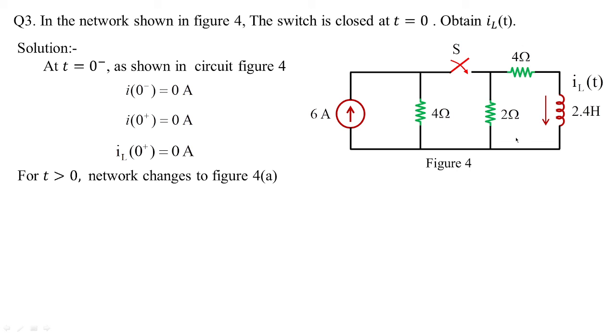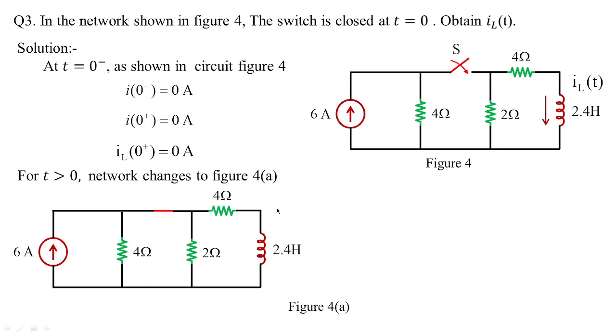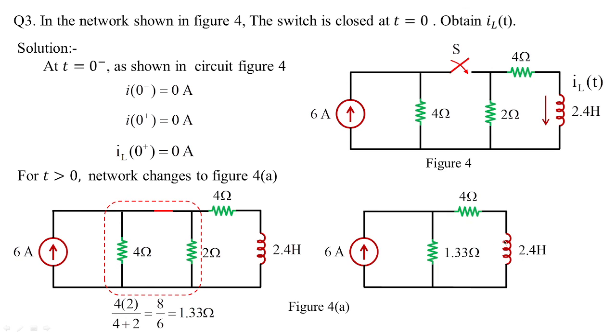For t greater than 0, when the switch is closed, the circuit will look like this. What we need to find out is the current IL of t flowing in 2.4 henries. So this current we need to know. What I have done is a small operation over here, when 4 and 2 are in parallel.